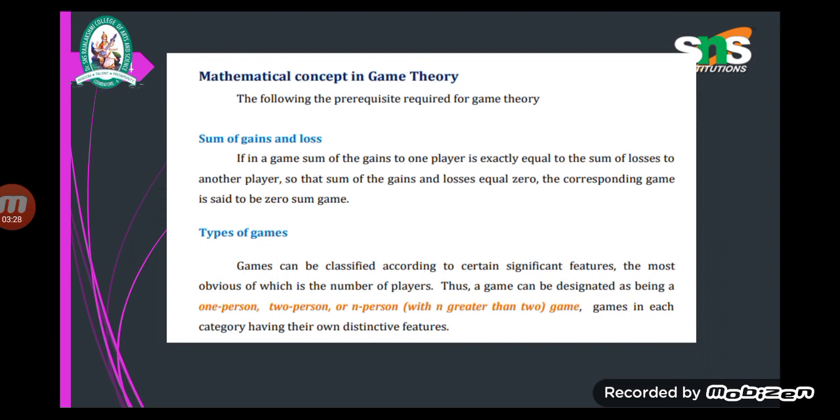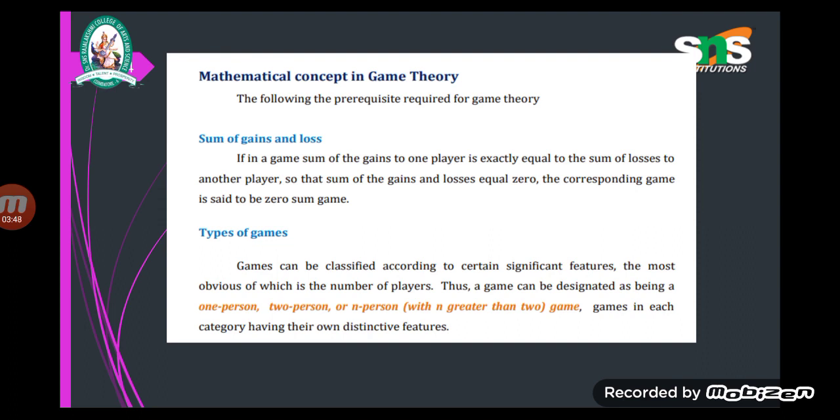A mathematical concept in game theory is the sum of gains and losses. In a game, the sum of the gains to one player is exactly equal to the sum of losses to the other player, so that the sum of gain and loss is equal in a game. This is said to be a zero sum game.